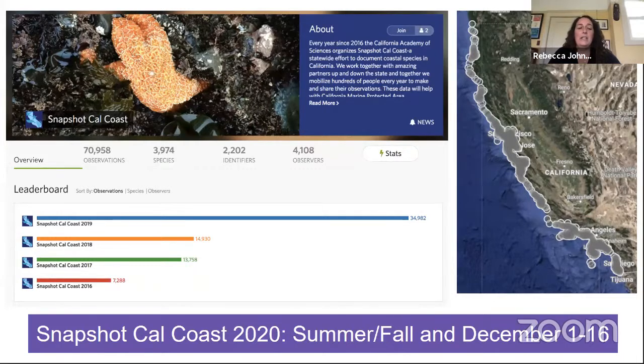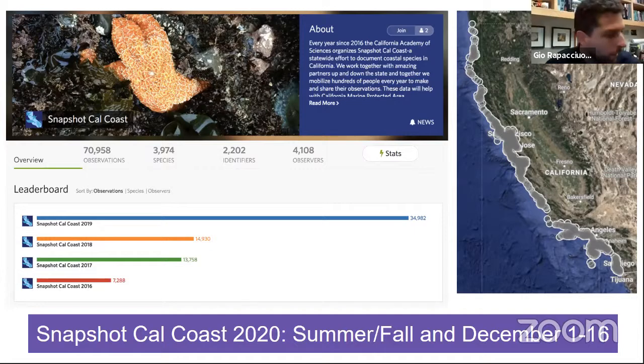And we'll get a chance to talk a little bit more about Snapshot CalCoast 2020, but as you can imagine, we won't be doing in-person BioBlitzes in June. We're just gonna ask people to try and get out this summer and fall and make observations safely and legally at beaches near them. And we'll keep our fingers crossed that we can get together in 6 months in December to do a more traditional type Snapshot CalCoast. All right, that's it for me and for Snapshot CalCoast.